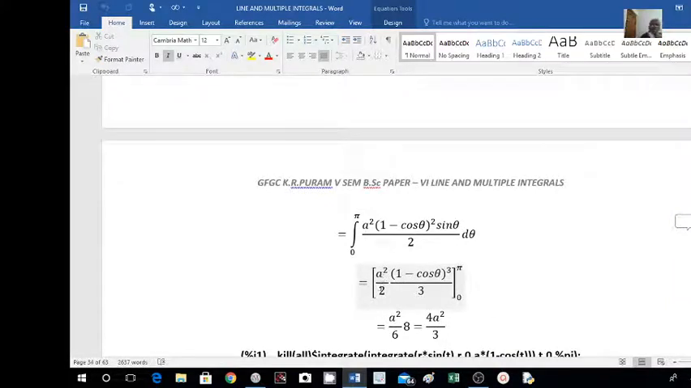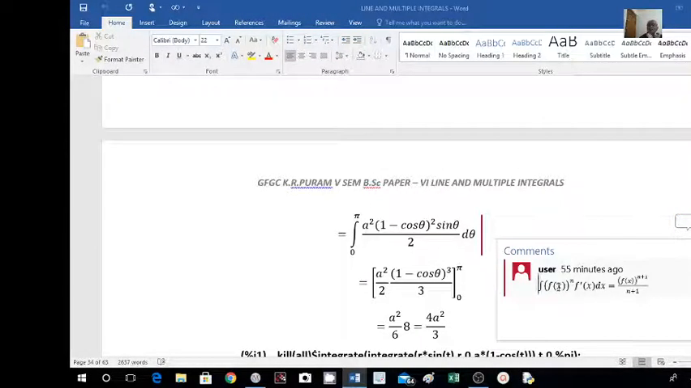See, a square by 2, this is a constant quantity, I will keep this as it is. This is our 1 minus cos theta, this is 1 minus cos theta. What is the differentiation of 1 minus cos theta? I think it is sin theta, right? That sin theta is here. So if I take this as some function here, and this is function to the power of n, and this is function dash x. What is the integration of function to the power of n into function dash x? Function to the power of n into function dash of x dx is equal to function to the power of n plus 1 divided by n plus 1.